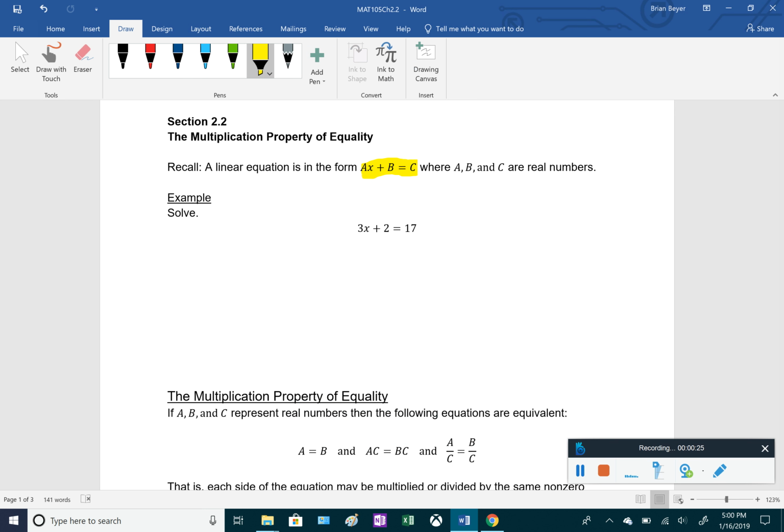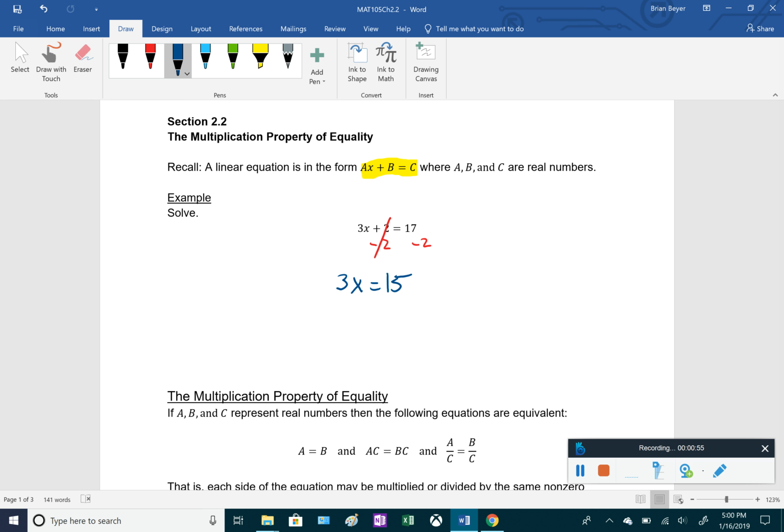a, b, and c are just real numbers. So if we wanted to solve this example, 3x plus 2 equals 17, we said, let's get all the variables on one side. Let's get all the constants on the other side. So we would, based on the addition property of equality, have to subtract 2 on both sides first to cancel it on the left-hand side. And then we would get 3x equals 17 minus 2, which is 15.